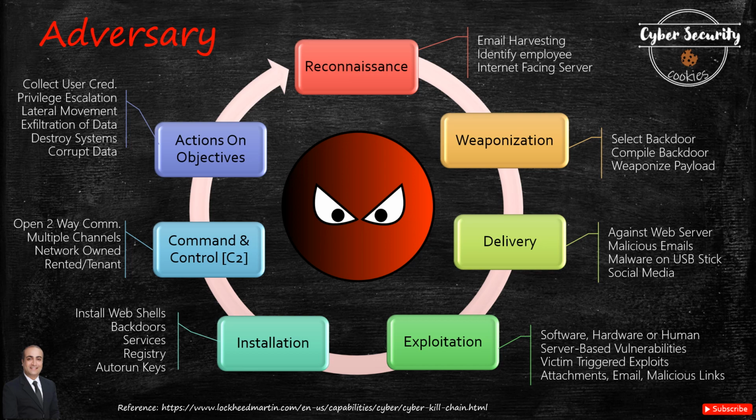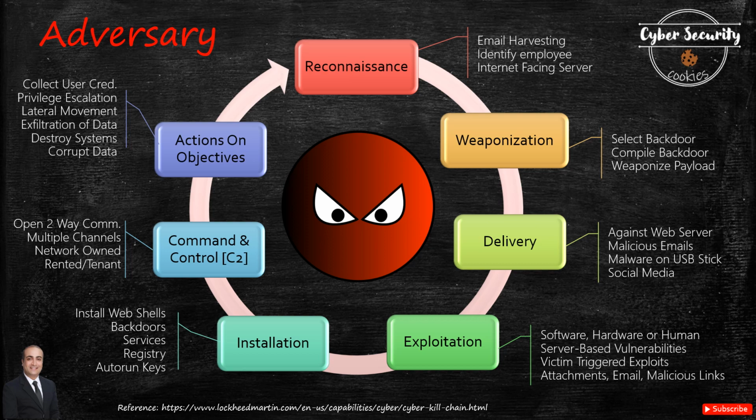Once it is there, the web shell has to be installed and backdoors will be created. It could be hidden in your services, in your registry, in your auto-run keys. Once it is done, it will form a channel called C2, command and control. It is a two-way communication wherein the adversary is trying to contact or collect information about your network. They still remain silent before they actually have persistence, and then that's the last step.